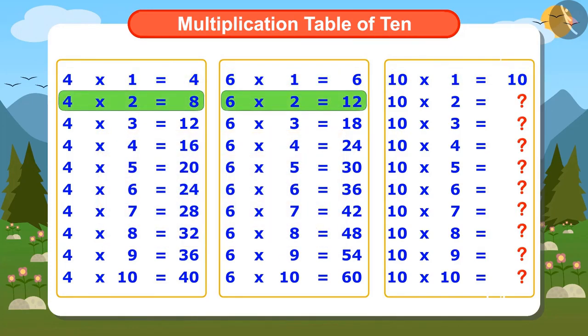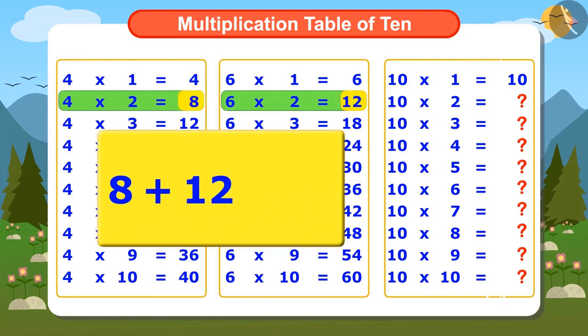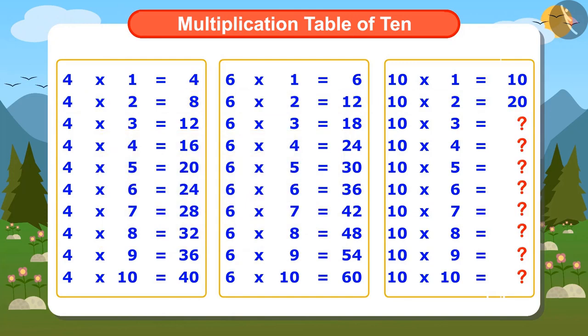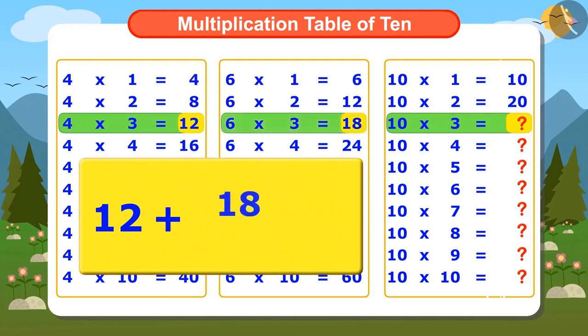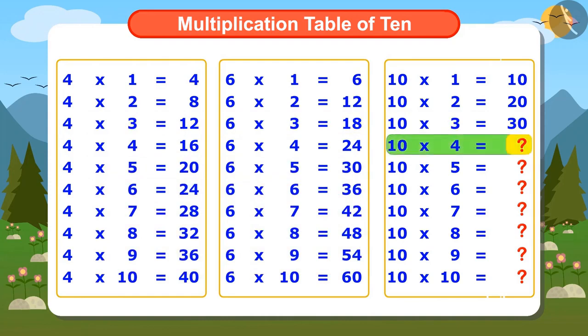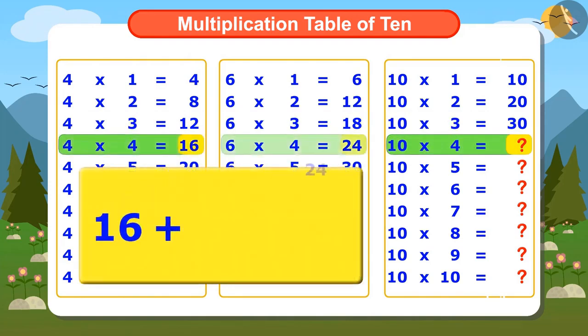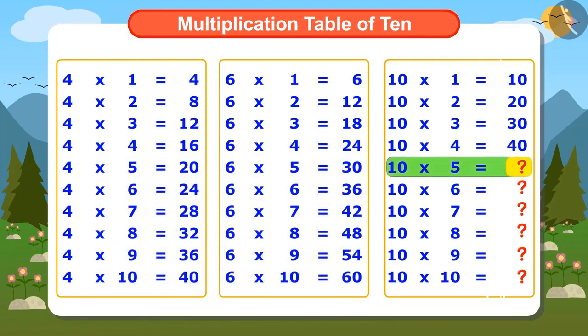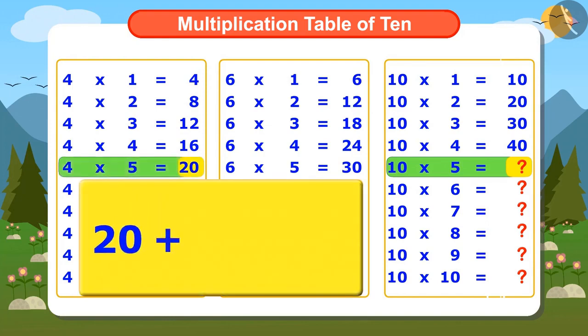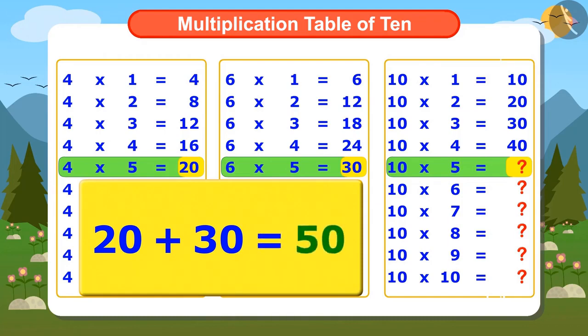To find the second number, we will have to add 8 and 12. The answer is 20. That means 2 times 10 is 20. To find the third number of the multiplication table of 10, we will add 12 and 18. The answer will be 30. To know the value of 4 times 10, we add 16 and 24. The answer is 40. To find 5 times 10, we will have to add 20 and 30. So 5 times 10 is 50.